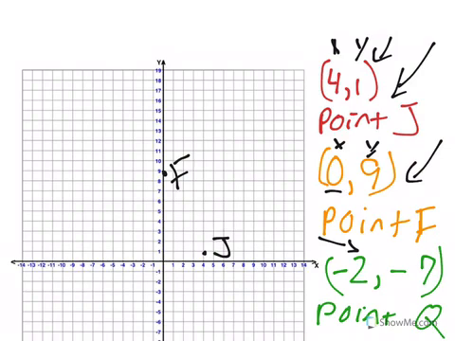Finally, we have (-2, -7). Since we're going with the x-axis first, we're going left to right first. We're going to go back 2, which is right there. And then we're going to go down 7. So where the -2 on this axis meets the -7 on this axis.